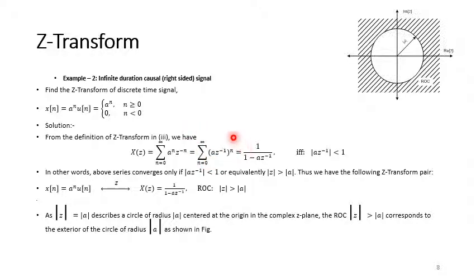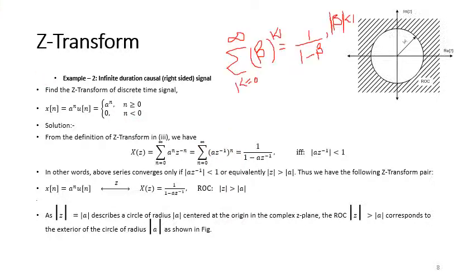I hope you know the equation that we use, the summing formula. So we use this summation formula, which says that if you sum some number beta, and provided that the absolute value of beta is less than 1, in that case this summation will result into 1 over 1 minus beta, right?